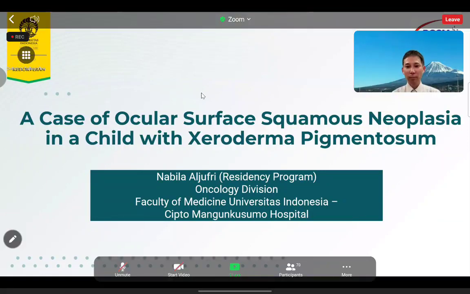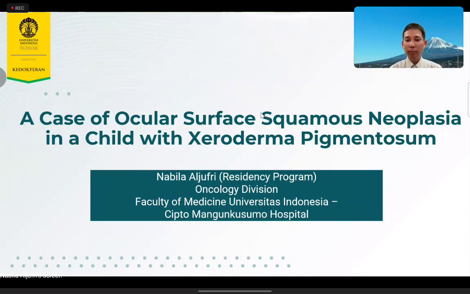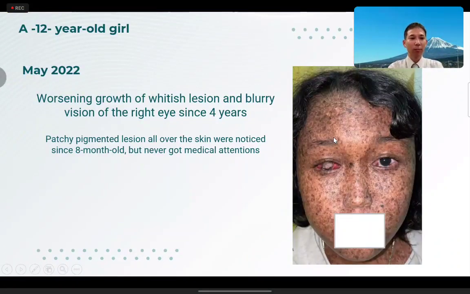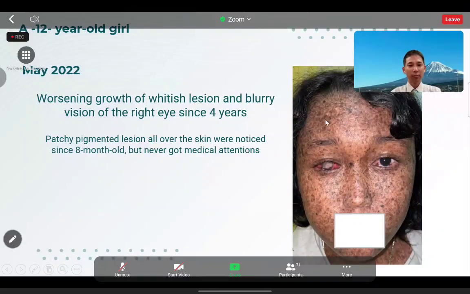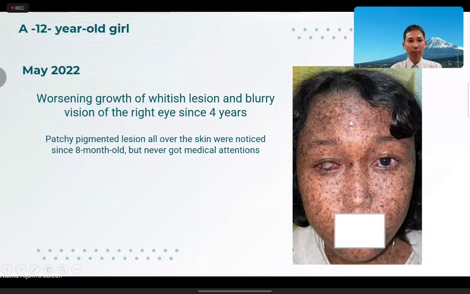Thank you very much, Dr. Jessica. Good afternoon, professors and doctors. My name is Nabila Al-Jufri, and I will present a case of ocular surface squamous neoplasia in a child with xeroderma pigmentosum. So this is a case of a 12-year-old girl. The child complained of worsening growth of a whitish lesion and blurry vision of the right eye since 4 years before admission. Patchy pigmented lesions all over her body were noticed since 8 months old, but never got medical attention.